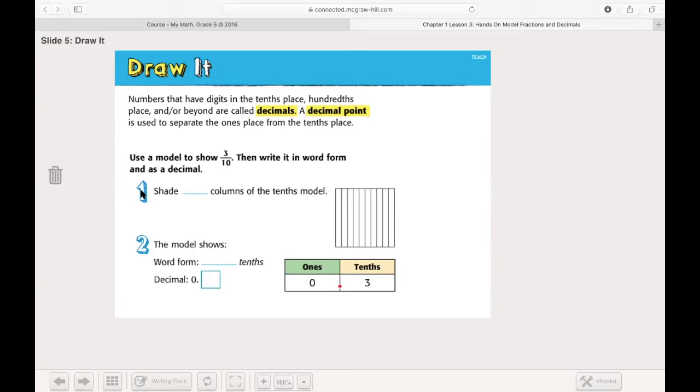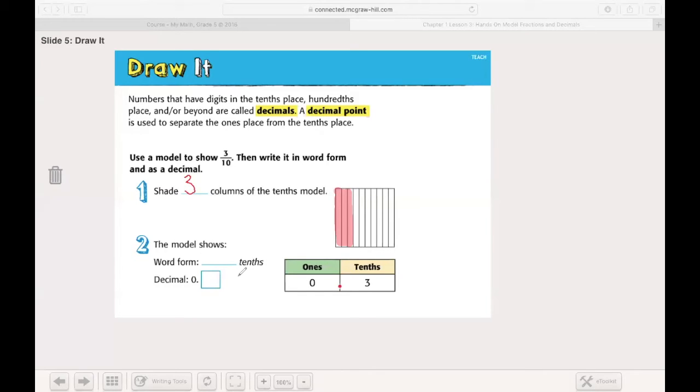So our first instruction is to use a model to show 3/10. Then write it in word form as a decimal. There are 10 columns here, and we are to shade in 3 of those 10 to represent 3/10. Just going to shade in these 3. So we have shaded in 3 columns of the tenths model.